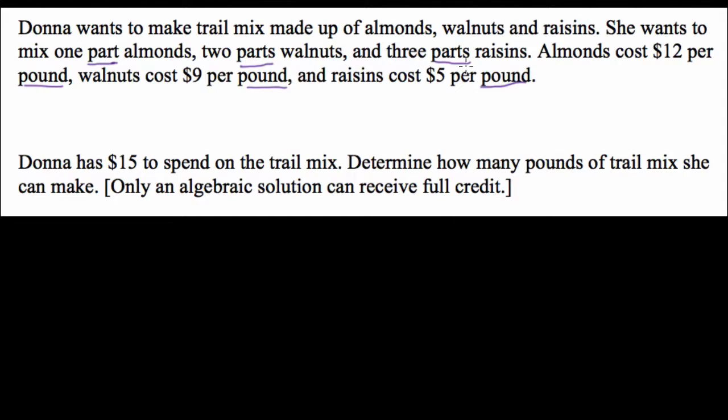But if you read further in the question, what's fun about this one is they say she only has $15 to spend. How many pounds can she make? Well, when you set up the equations for this problem, what's really important is to think: whatever amount of almonds, walnuts, and raisins I buy, she only has $15 to spend. So we can think of this as an inequality where the amount you're spending has to be less than or equal to $15, because we can't obviously buy more than that.